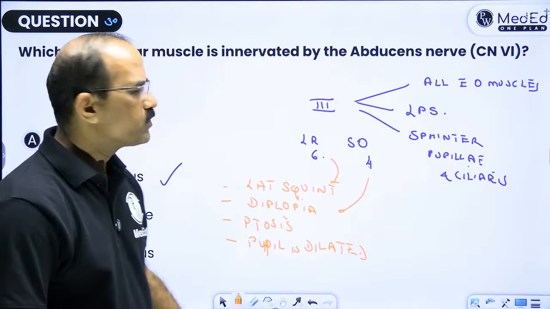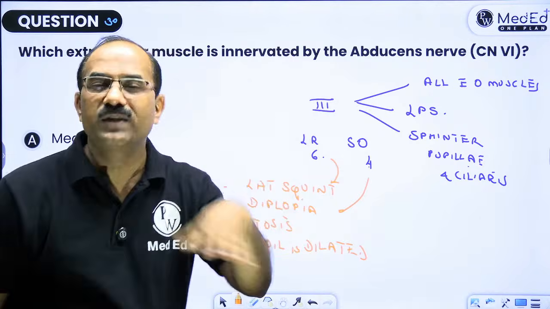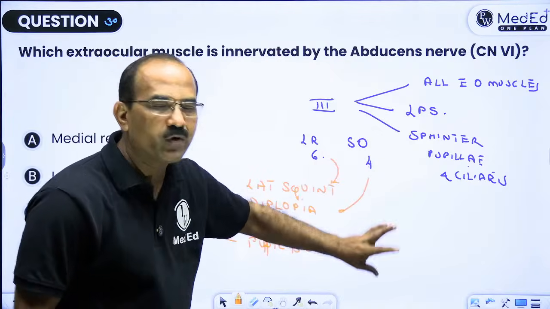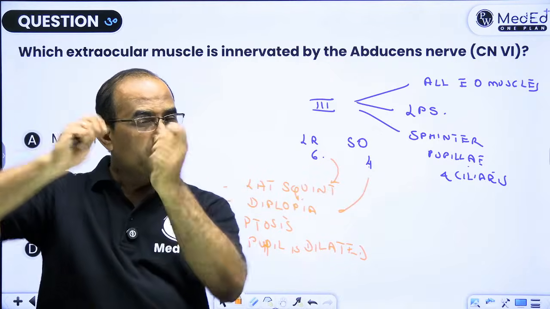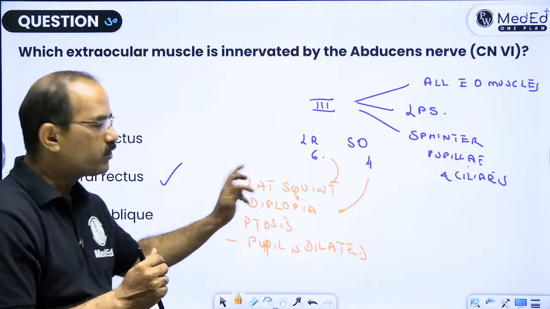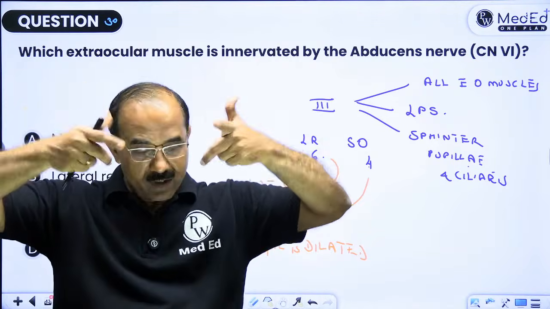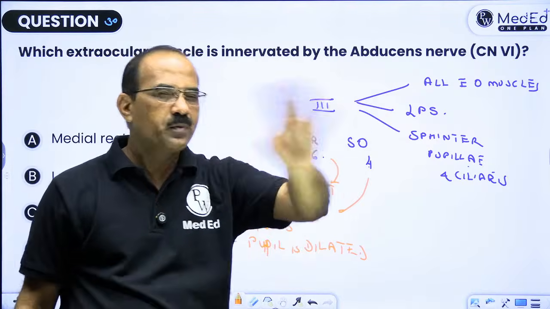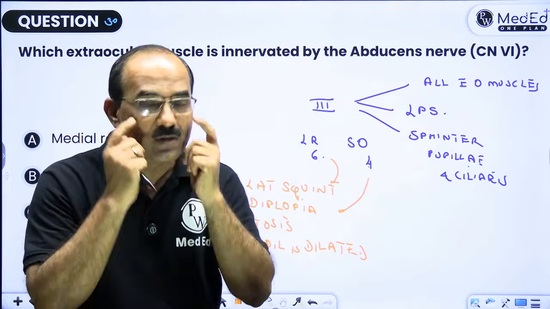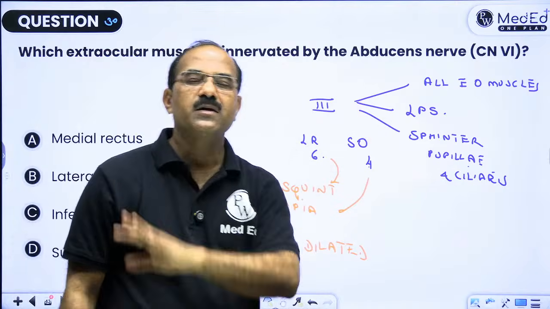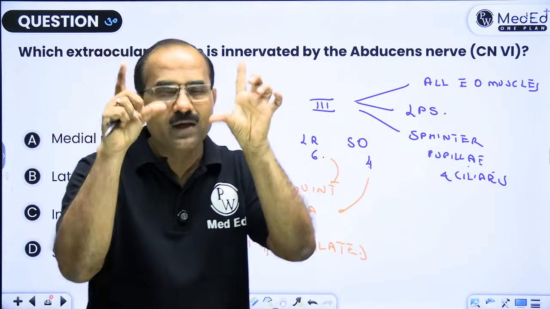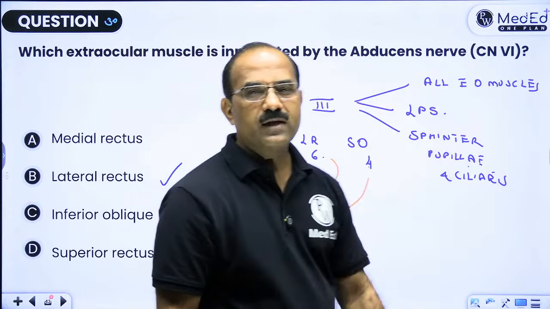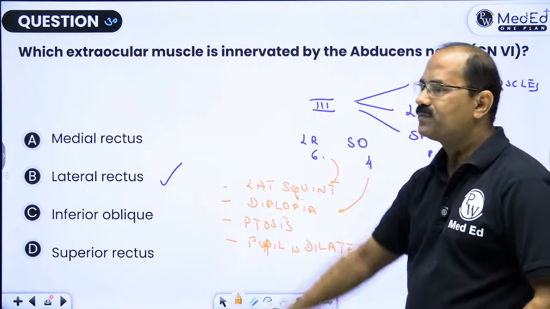ये याद रखना. So अगर थर्ड नर्व इंजरी होती है तो क्या होता है? All extraocular muscles are paralyzed except lateral rectus and superior oblique. So lateral rectus will pull the eyeball laterally, उससे बनेगा lateral squint. Superior oblique will pull the eyeball down, तो उससे होगा diplopia. Levator palpebrae superioris is gone, so you get ptosis, and sphincter pupillae and ciliary is damaged, so the pupils are dilated and fixed. Okay, just remember this. So that is injury to the third nerve.